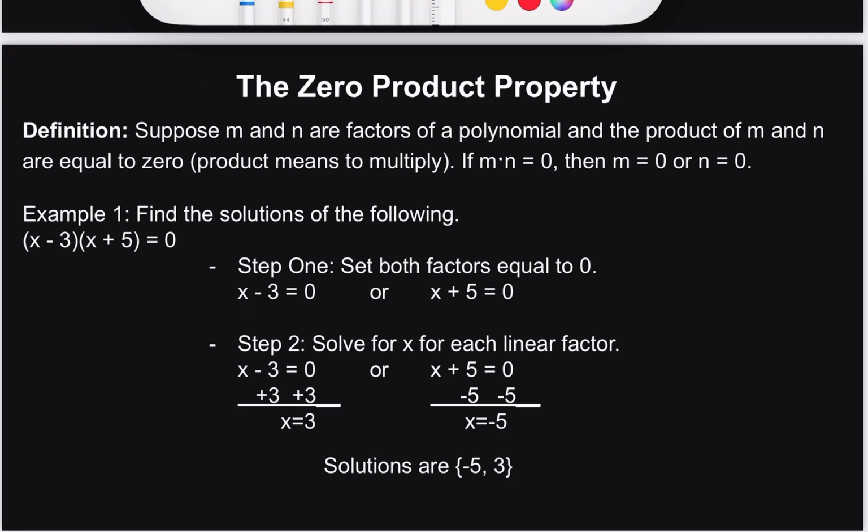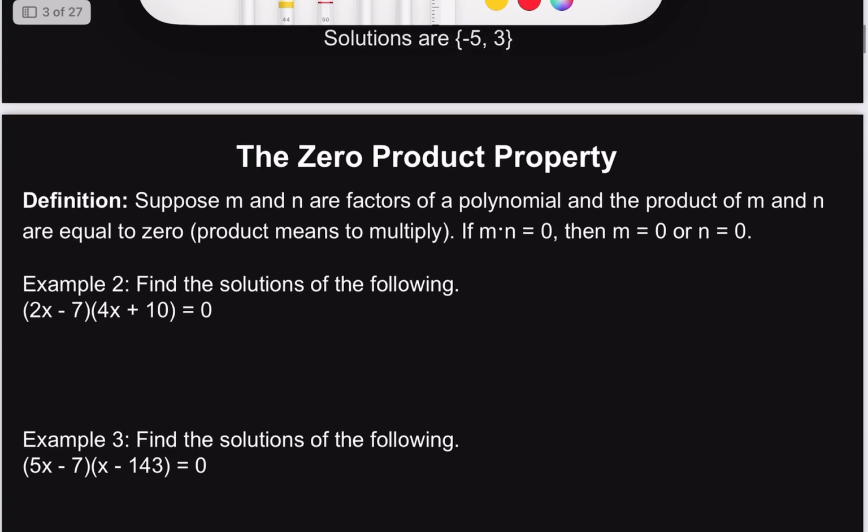The first one is x minus 3 equals 0. You want to do the opposite operation. There we have subtraction by 3. The opposite of subtracting by 3 is to add 3. So we add 3 to both sides. We have x equals 3. Then, for the other one, we have x plus 5 equals 0. In this case, you want to subtract 5 from both sides to get x by itself. That is the opposite of adding 5. x equals negative 5. So those are the solutions to your quadratic equation, negative 5 and positive 3.